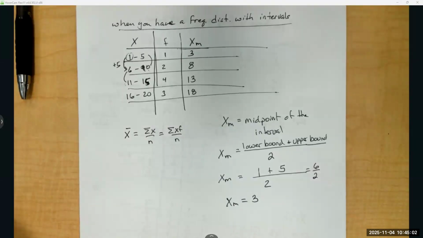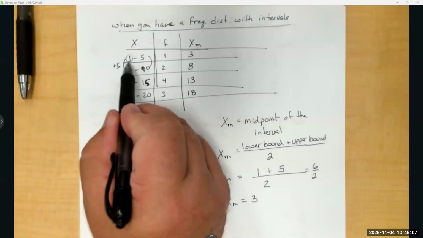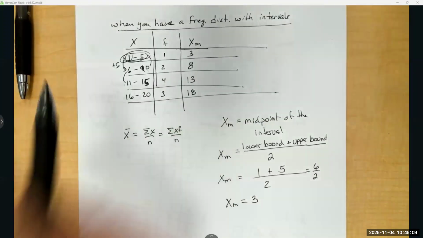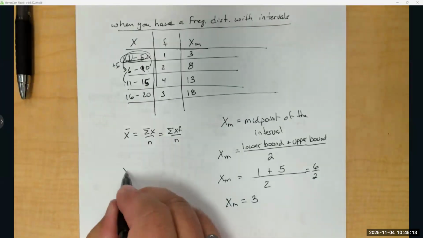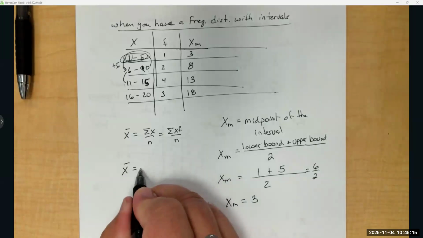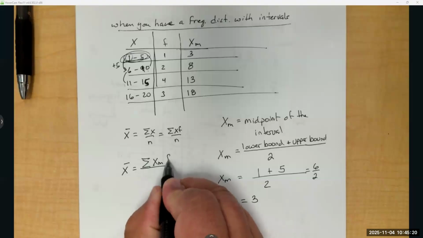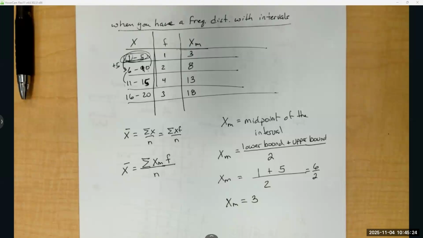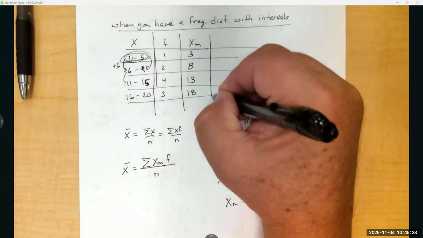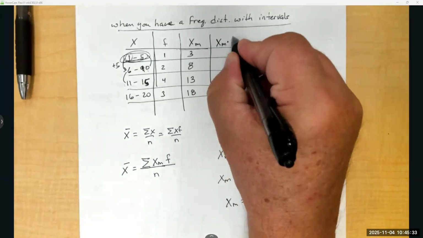So far, so good? Because now we have a solid number. This number 3 represents this class as a single number. So our mean is going to be the summation of our midpoints times the frequencies over n. That's the new formula for it. So we have to do the midpoint times the frequency.